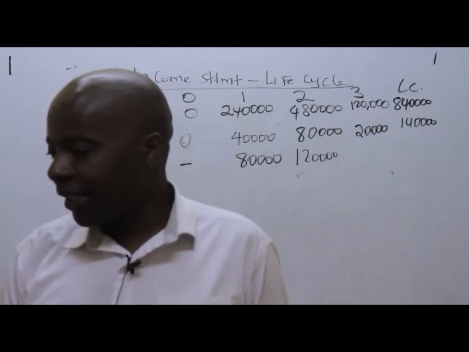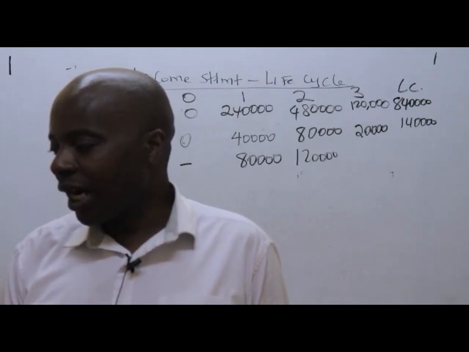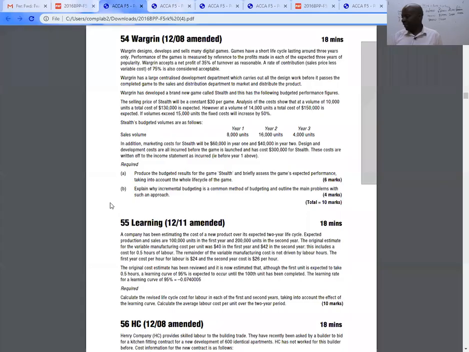Thank you very much. Okay. So for the next year, of course, the units are below 15,000. You can see there are only 4,000 units. So what we need to do is to recognize 80,000 like that, and then you give me the life cycle cost.